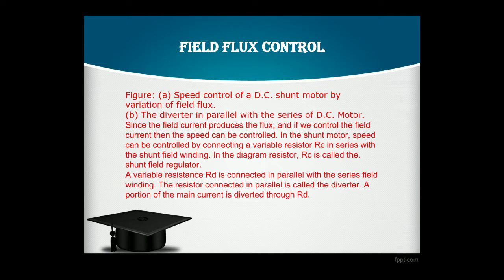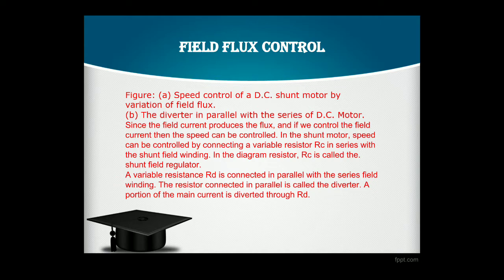Since the field winding produces the flux, if we control the field current, then the speed can be controlled. In the shunt motor, speed can be controlled by connecting a variable resistance RC in series with the shunt field winding. So in the previous slide we can see the diagram. RC is called the shunt field regulator. A variable resistance RD is connected in parallel with the series field winding. The resistor connected in parallel is called the diverter.